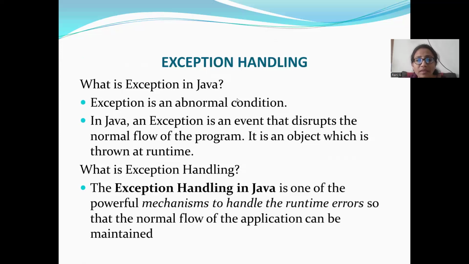But this exception is an abnormal condition in the Java program. In Java, an exception is an event that disrupts the normal flow of the program. It is an object which is thrown at runtime. That is nothing but an exception. How will we handle these types of exceptions? This is one of the powerful mechanisms to handle runtime errors, so that the normal flow of the application can be maintained.